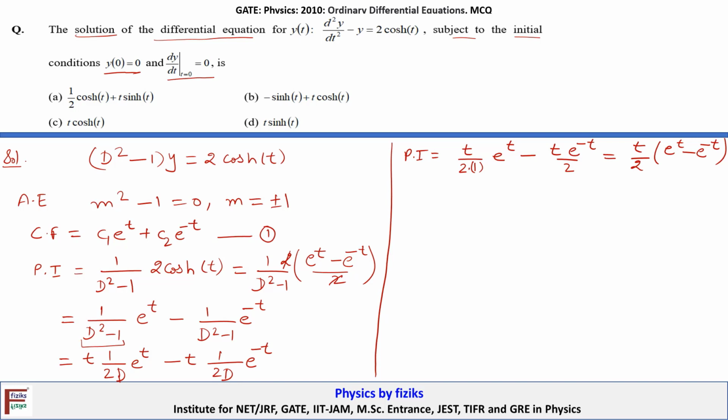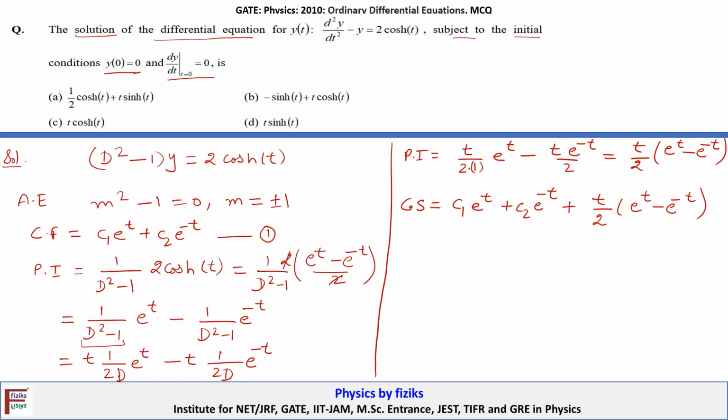Now before applying the first boundary condition, that y is 0 at t = 0, we write the complete solution. The complete solution can be written as the complementary function plus the particular integral. Therefore the complete solution is C1 e^t + C2 e^(−t), which is the complementary function, plus the particular integral obtained above, (t/2)(e^t − e^(−t)). Now this is our complete solution or the final solution.